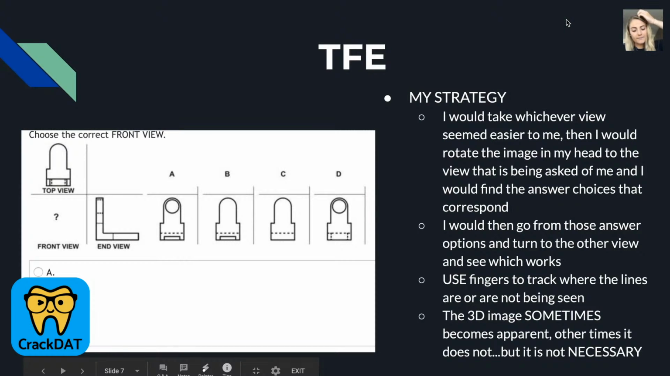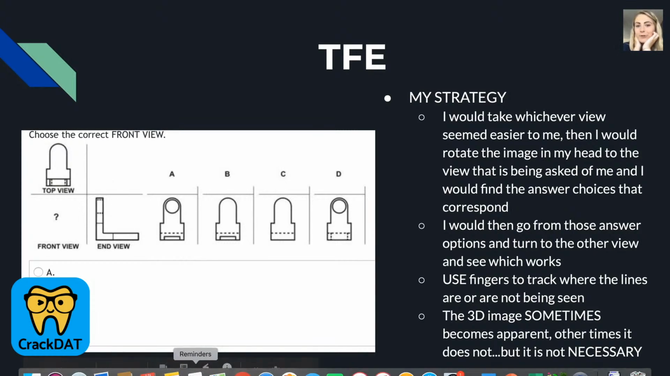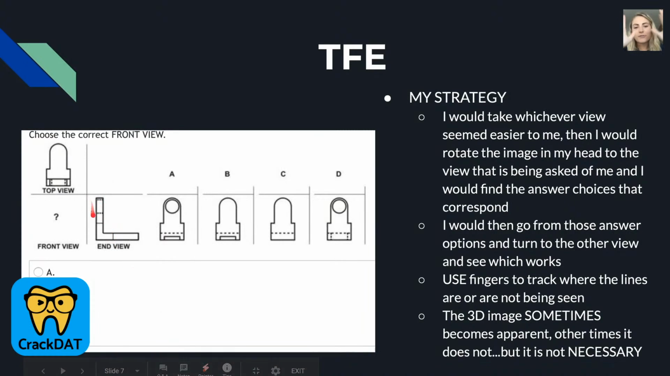So for this one, I would say, what seems easiest to me? Probably this one, this end view. Oh, I want to go back to my pointer view. Okay, this end view seems easiest to me. What I mean by easiest is you figure out what you think's easiest, but then I would rotate the image in my head to the view that's being asked of me, and then I'd find the answers to which that corresponds.